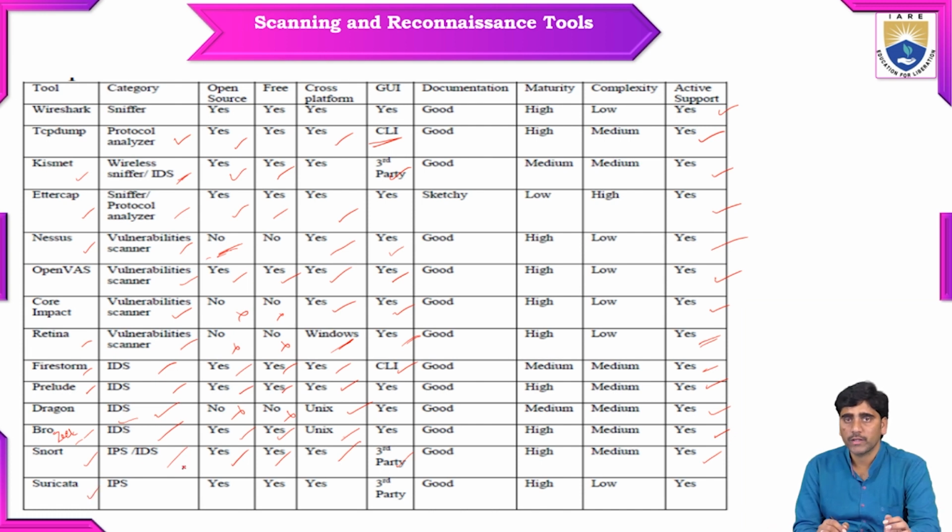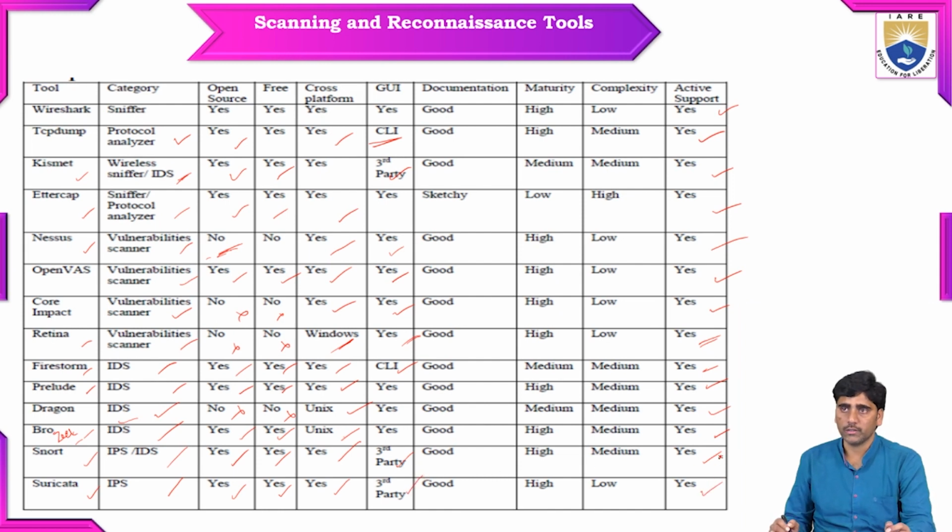And Suricata, it is also an intrusion prevention system tool. It is an open source tool. It is free of cost, and it is cross platform. And it is operated in third party mode. It is actively supported. So these are all the different scanning and reconnaissance tools that are used by attackers or ethical hackers. Attackers, ethical hackers or security administrators are using all these tools.